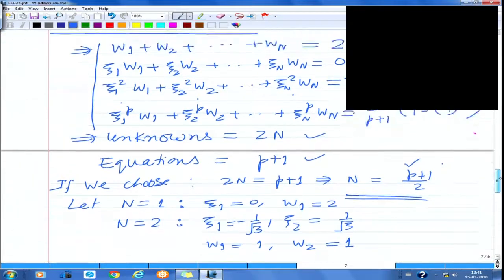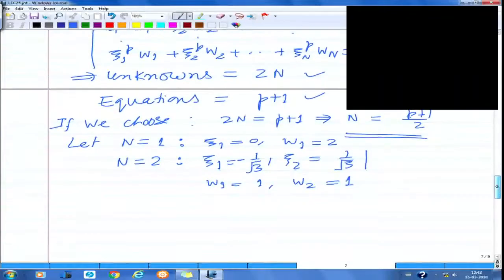Of course the solution is not straightforward, because the equations are nonlinear. They are nonlinear simultaneous equations involving xi1, xi2, w1 and w2. The other way of looking at it, the interpretation of Gauss points, is that they are essentially roots of the Legendre polynomial of order 2. If you take the Legendre polynomial of order 2 and find its roots, you get plus 1 upon root 3 and minus 1 upon root 3.